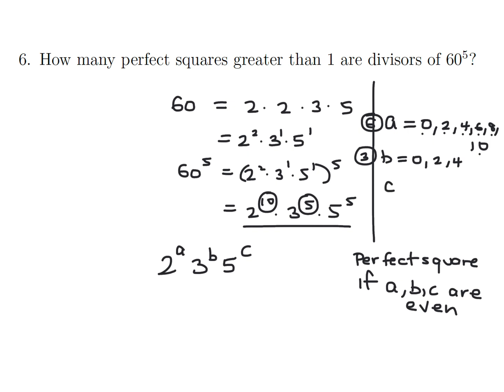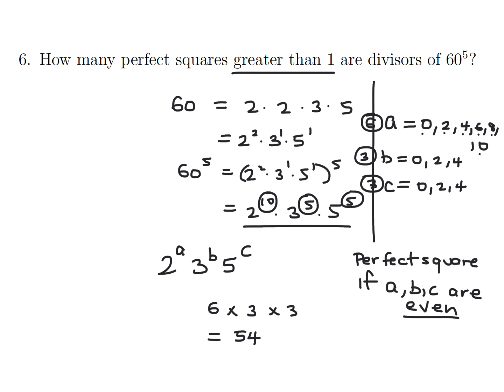And then for c, same kind of story. It can be anything from 0 to 5, but we want the even ones. So 0, 2, and 4. So that's 3 choices. So if you multiply them, you got 6 choices for a, 3 choices for b, and 3 choices for c. So 6 times 9 is 54. But here's the thing, there's a tricky question. They only want the ones greater than 1. So we don't want 1. So we've got to subtract that. So it's 54 minus 1, which is 53.